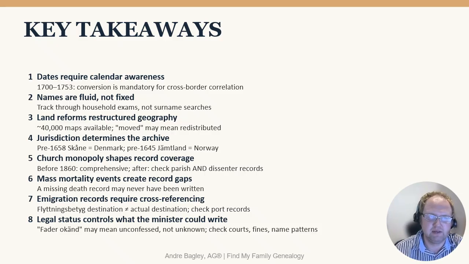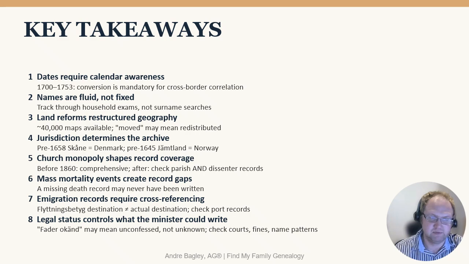There are land reforms to be aware of. In some places, particularly in the early periods, parts of the kingdom got ceded from other kingdoms. You might have to look at those other records from those archives. Church monopoly before 1860 means records are going to be comprehensive by default. I haven't even talked about gypsies and the Sami. That's an interesting chapter of Swedish history. Really controversial, and that's a whole other presentation.